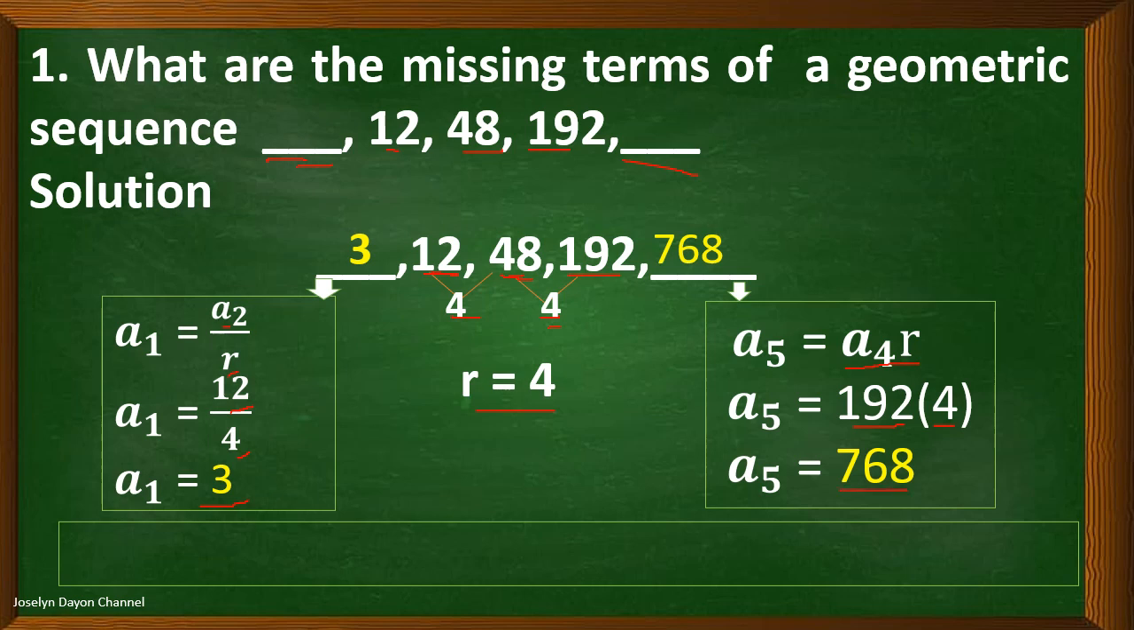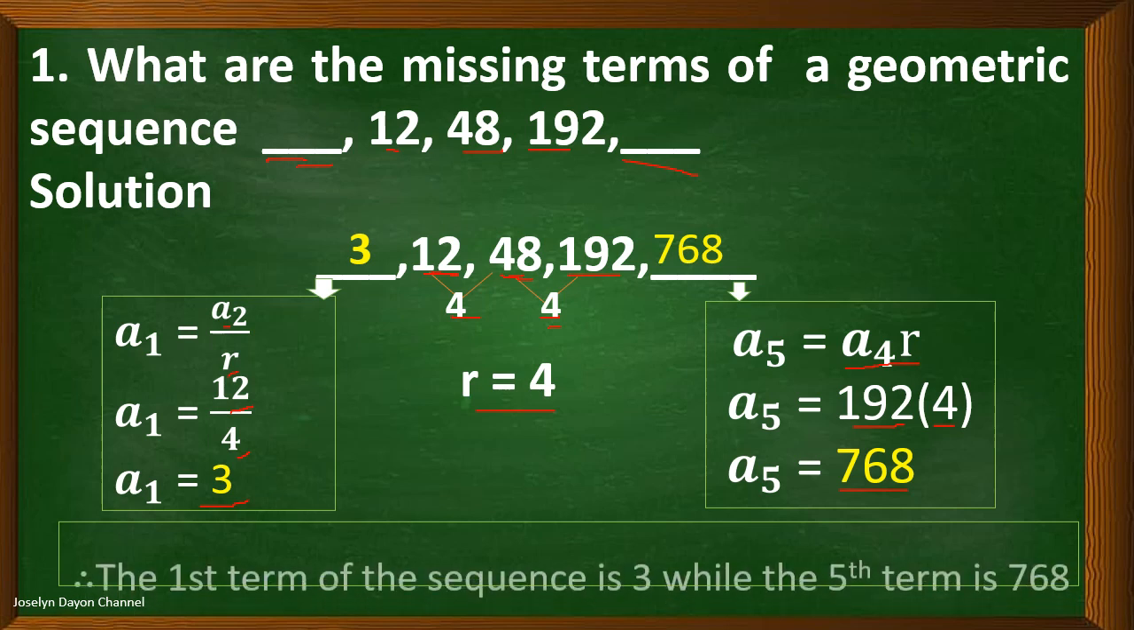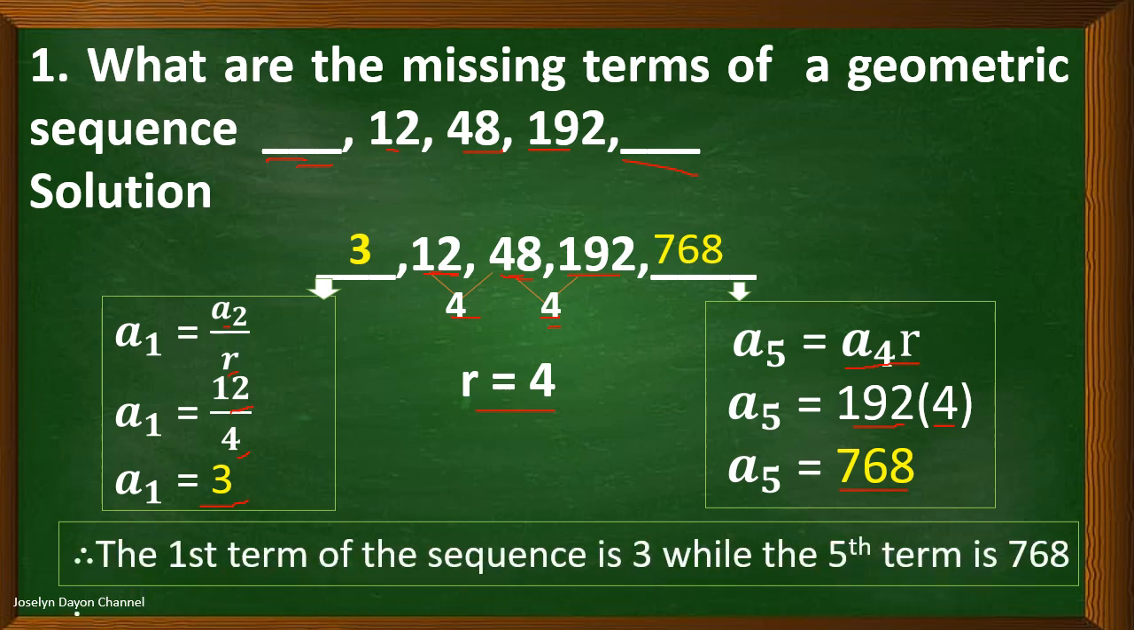Always remember that if the missing term is after a given term, we have to multiply the preceding term by the common ratio. And if the missing term is before a given term, just like the first term here, all we have to do is to divide the succeeding term by the common ratio. So, the first term of the sequence is 3, while the fifth term is 768.